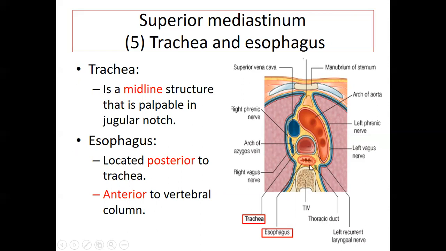Toward the back here we have the esophagus. The esophagus is located posterior to the trachea. In front here we have the trachea, and back here we have the esophagus. It is located posterior to the trachea and anterior to the vertebral column. So at the back of the esophagus here we have the vertebral column.